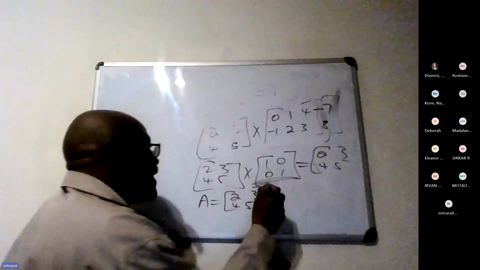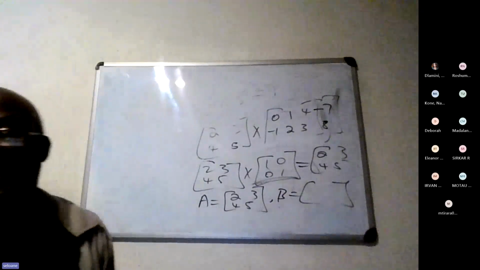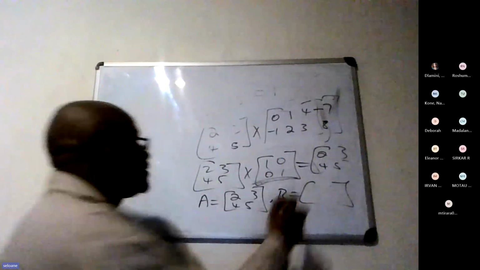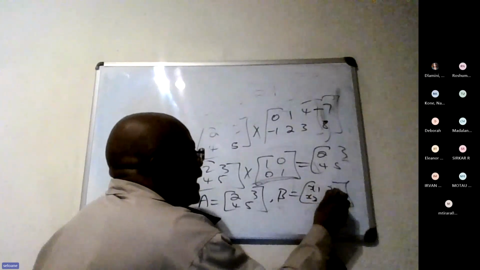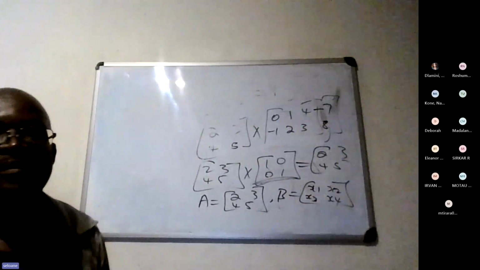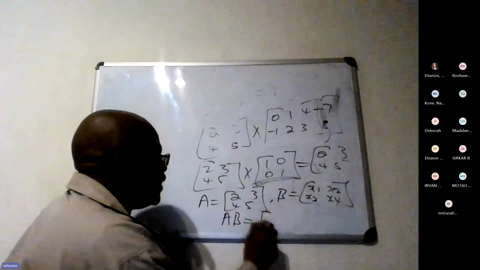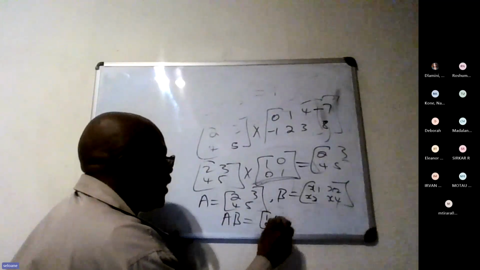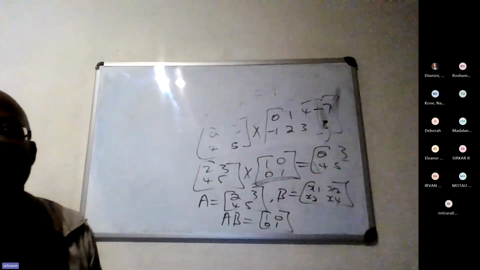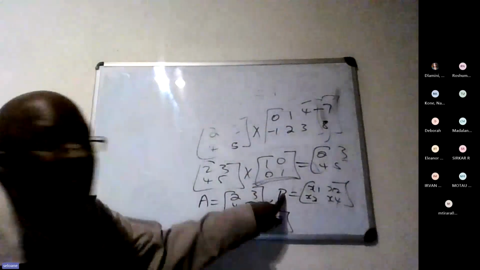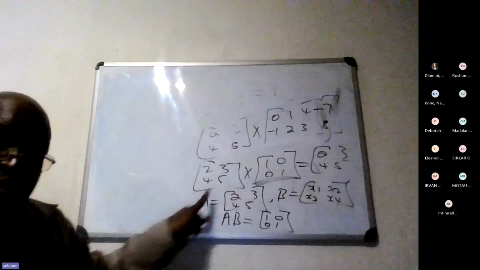Let us just call this A, and let us call that matrix, which we know exists, B, with elements X1, X2, X3 and X4, such that AB will be equal to this. If AB exists, then we call B the inverse of A.